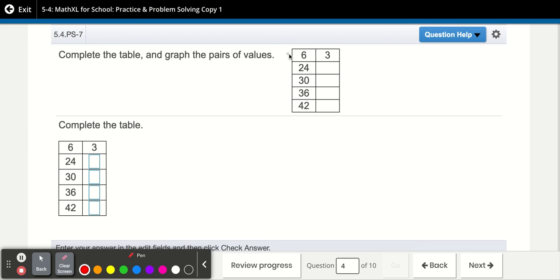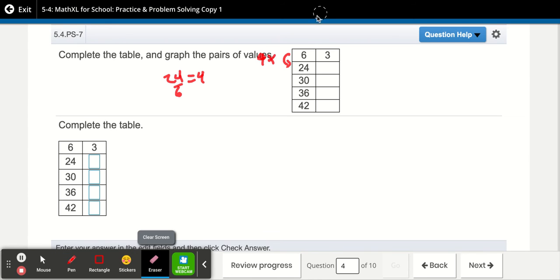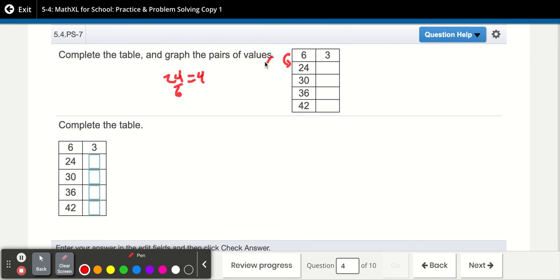Look at this table again. We jumped straight from 6 to 24. So we're going from 6 to 24. Well, 24 divided by 6 equals 4. So we're multiplying our original ratio. I wrote that backwards. Let's erase that. We're multiplying our original ratio by 4 to generate a new equivalent ratio.